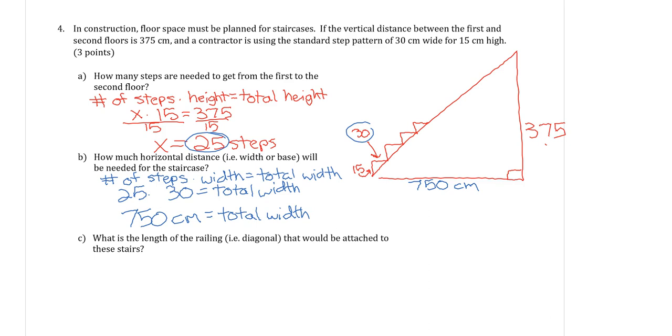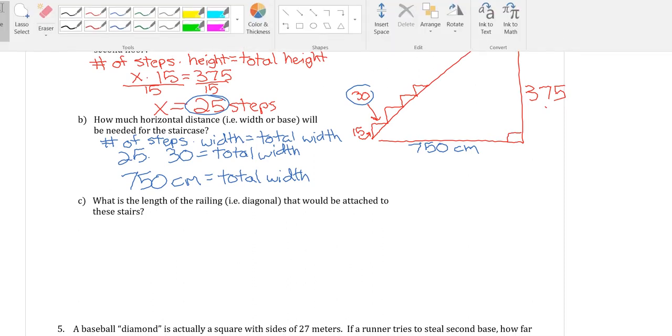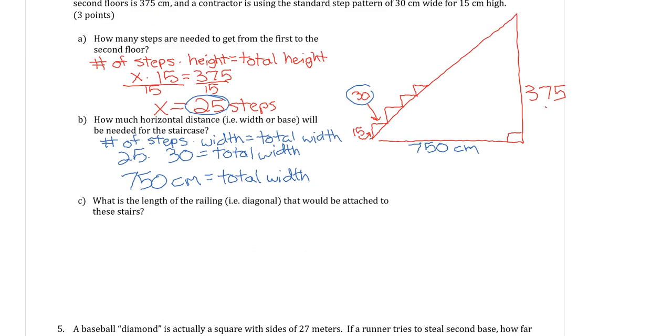C, what is the length of the railing? Okay. I'm going to move this up a little bit. So my railing, right, is going along here. That's what I'm looking for. Okay, so now I can use my Pythagorean theorem. X is C, I just have an A and a B. So I have A squared plus B squared equals C squared. A is 750, B is 375.